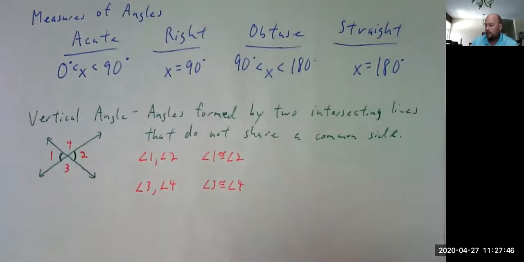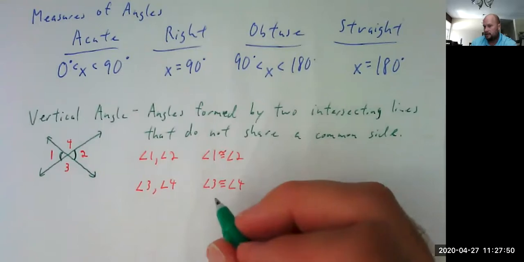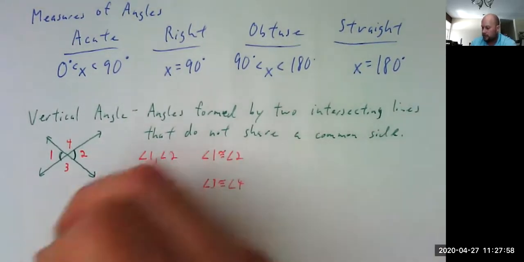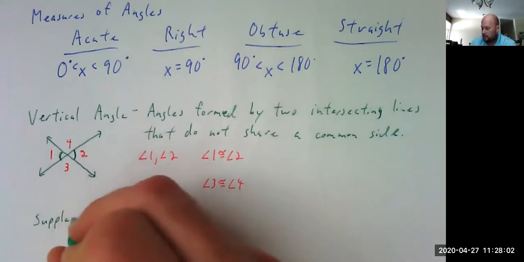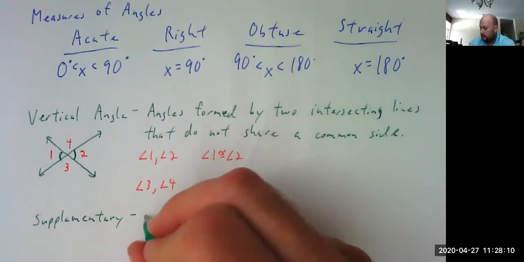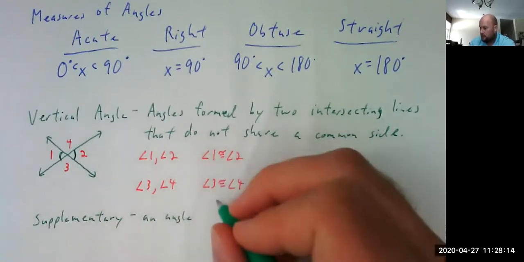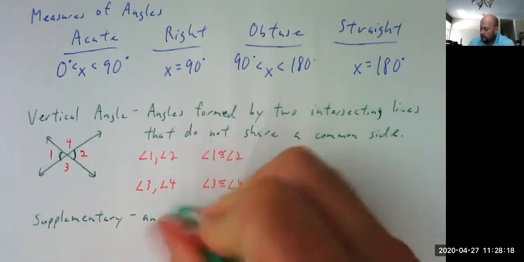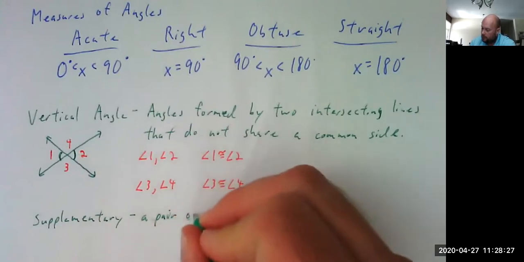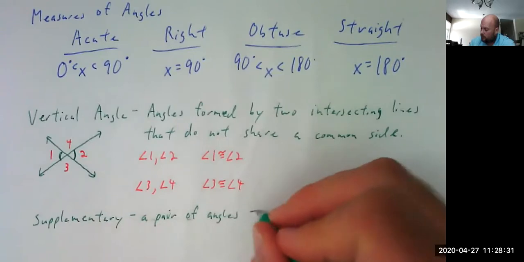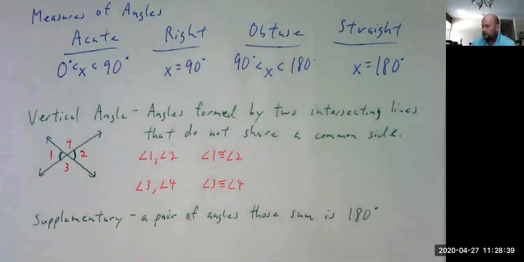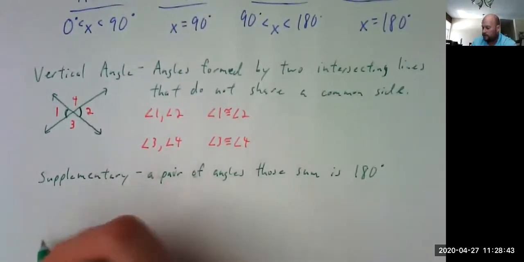Now, the next type of angle we're going to look at is supplementary and complementary angles. So supplementary is a pair of angles whose sum is 180 degrees. Now, I'm going to do an example for that one, but I'm going to leave a little space there, and I'm going to write complementary.